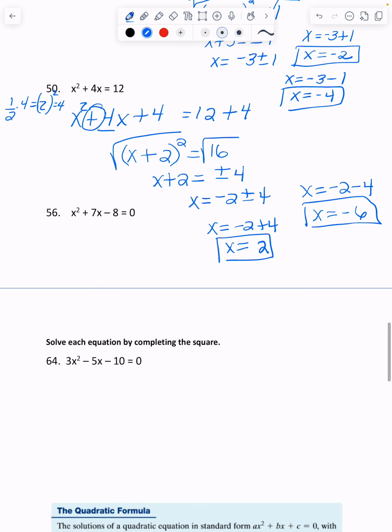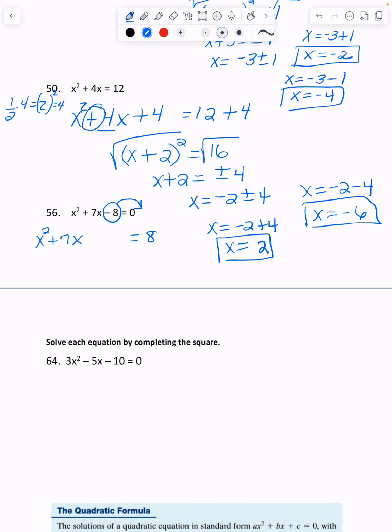All right, so I'm going to need a little bit of room for number 56. I see that my leading coefficient is 1, but my constant is not on the right side. So what I'm going to do is take the -8 over. So since it's a -8, I'm really adding 8 to both sides. So 0 plus 8 gives me 8.